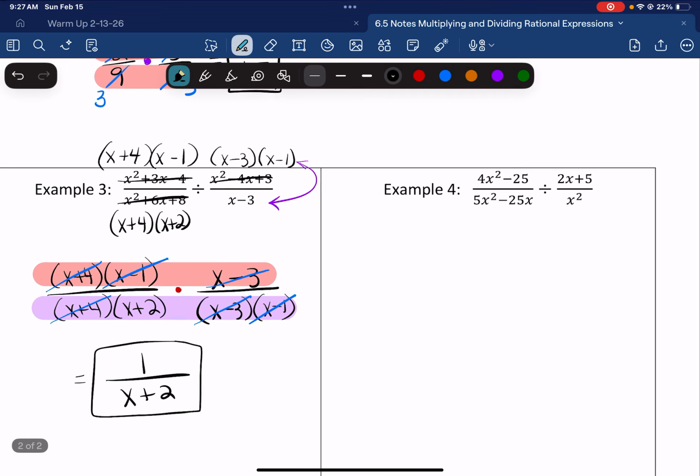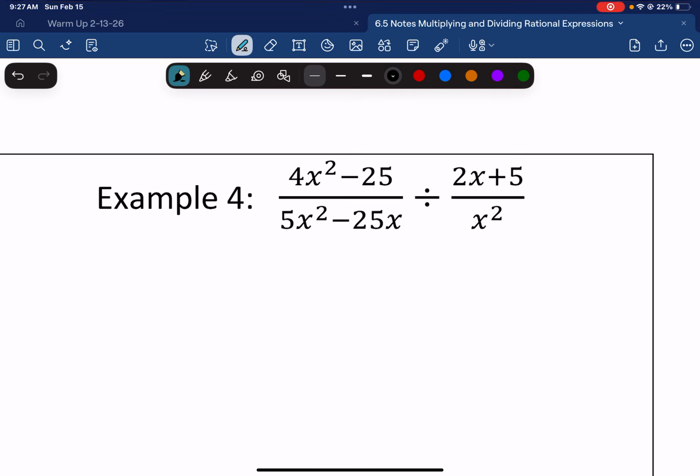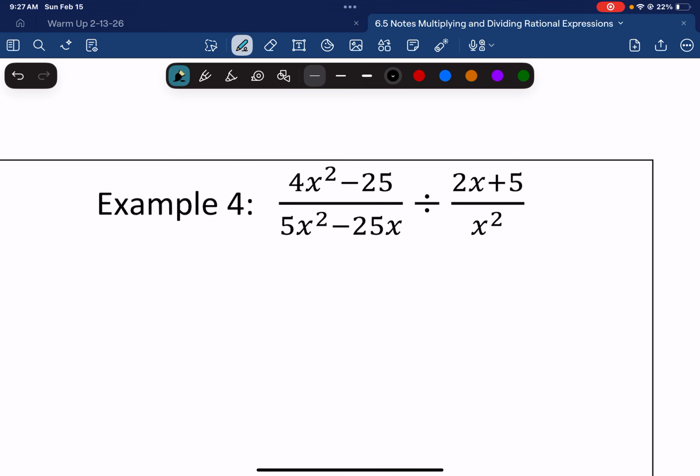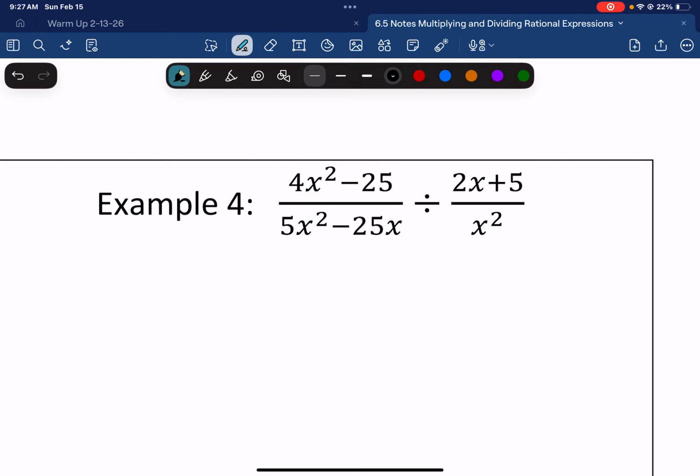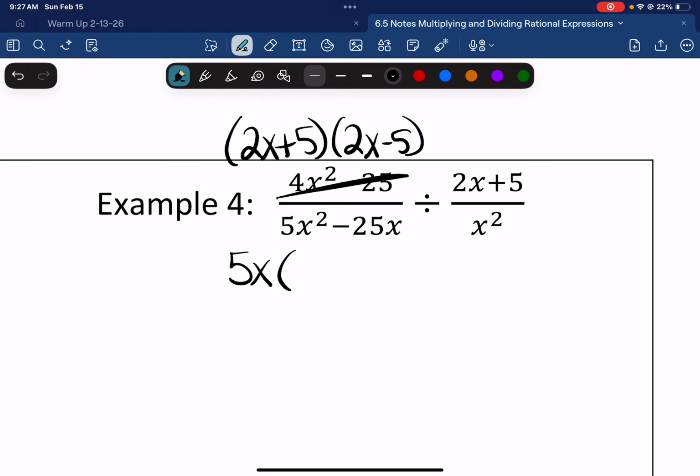All right, last example. We've got 4x squared minus 25 in our first numerator, and I don't see a GCF for that, but I do recognize that 4x squared is a perfect square, 2x times 2x, and 25 is also a perfect square, 5 times 5. So this is the difference of two perfect squares. We've got 2x plus 5 times 2x minus 5. All right? And then I look at our denominator, 5x squared minus 25x, and I do see that they both have a 5 and an x as a GCF. So let's factor out a 5x, and we're left with x minus 5.